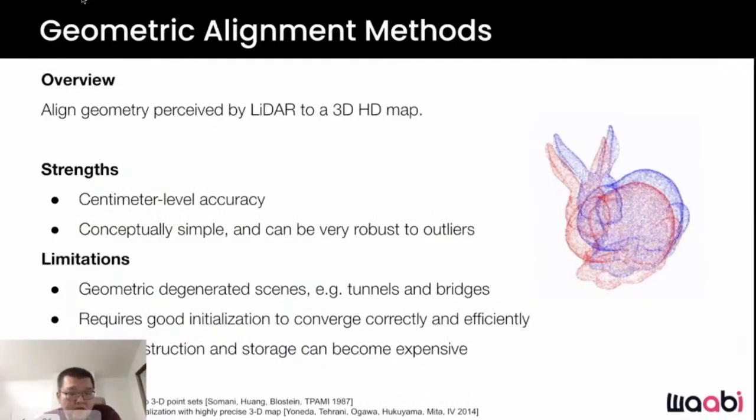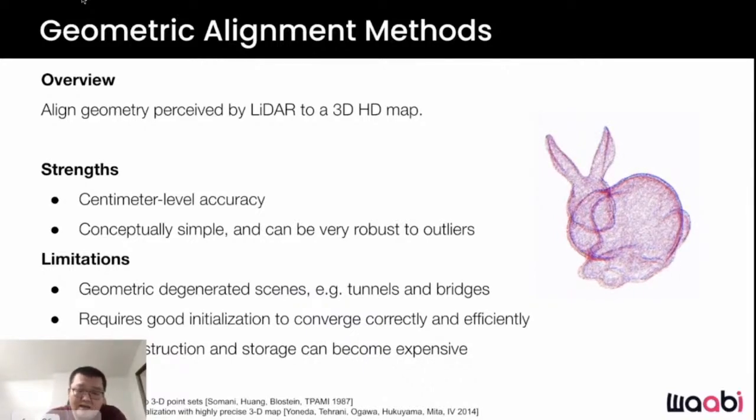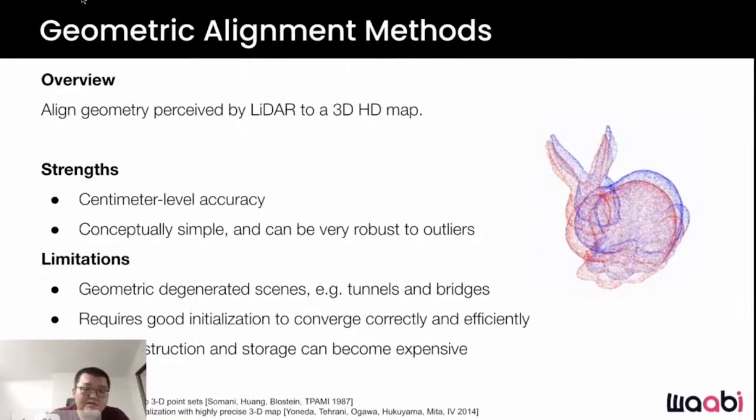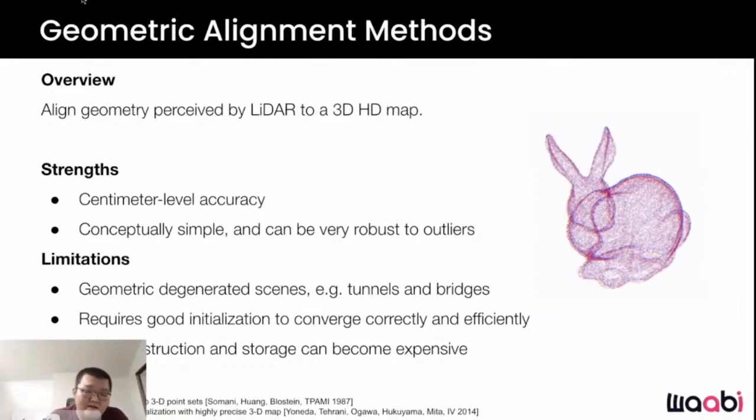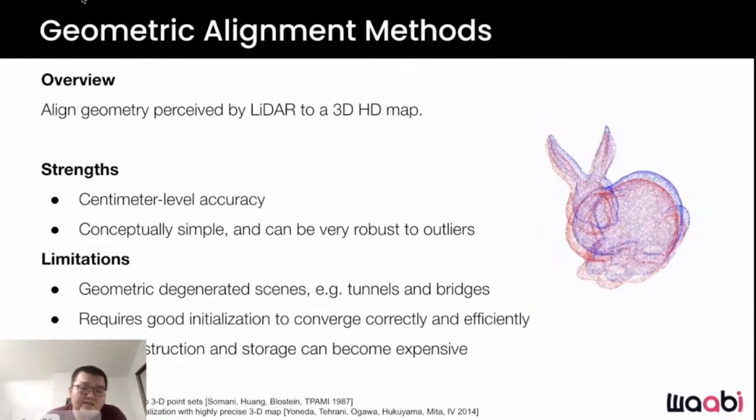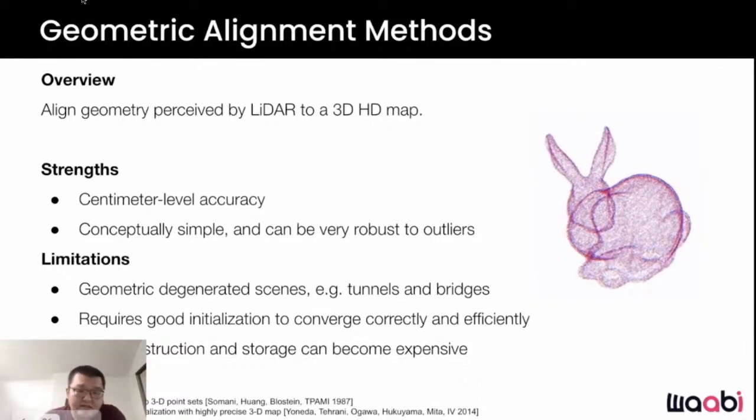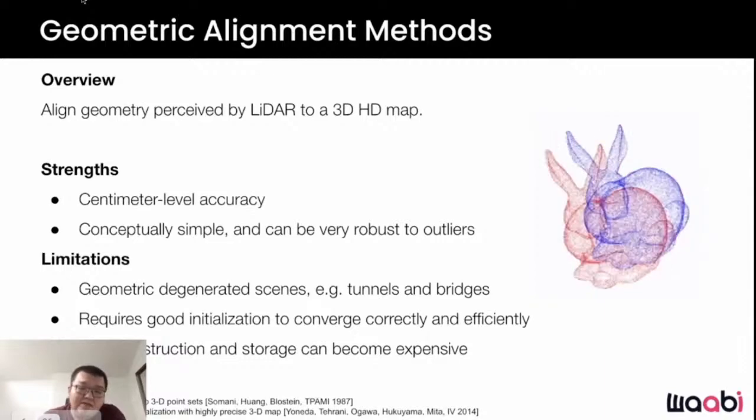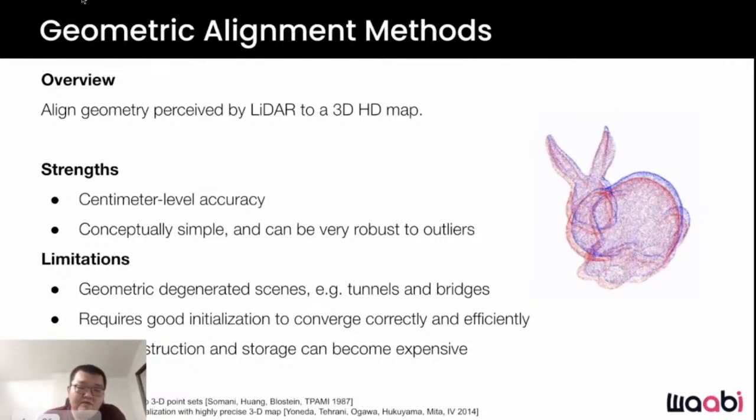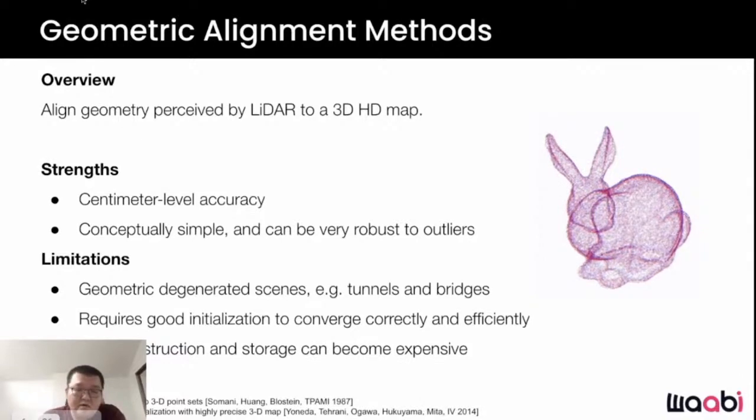Geometric alignment methods rely on aligning LiDAR point clouds to pre-built 3D maps. These methods can be very accurate, relying on well-established, conceptually simple methods that can be robust to outliers, such as the iterative closest point algorithms. The downside is that these methods have difficulties in geometrically degenerate cases, such as tunnels or bridges, where you keep seeing the same geometric structures. Further, they usually require a good initialization for convergence. Additionally, storing and building 3D geometric maps can be challenging and expensive.